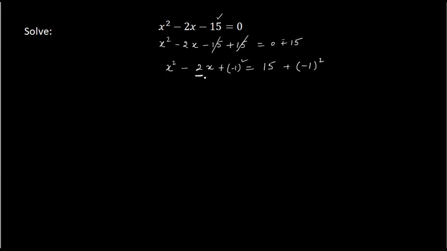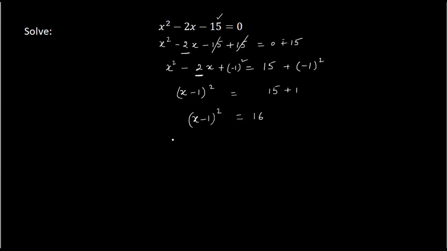Let us see again what I have done. Just mark the coefficient of x. Here the coefficient of x is negative 2. Then add the square of half of the coefficient of x on both sides. Now our left hand side becomes x minus 1 whole square and the right hand side becomes the square of minus 1, which is 1. So 1 plus 15. Our right hand side becomes 16 and the left hand side becomes x minus 1 whole square.